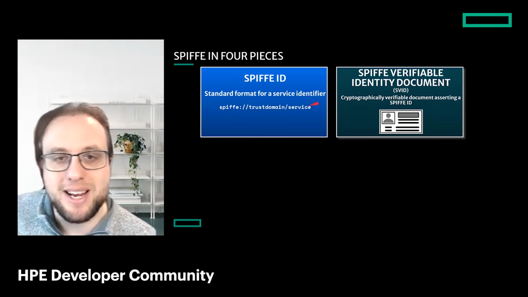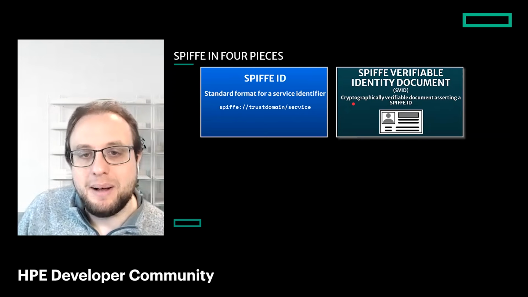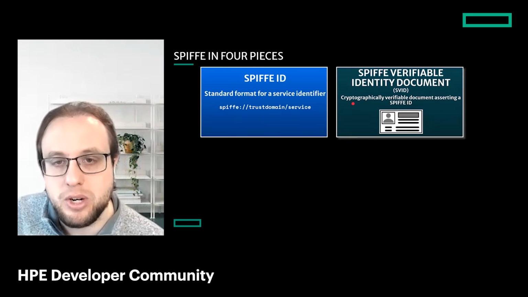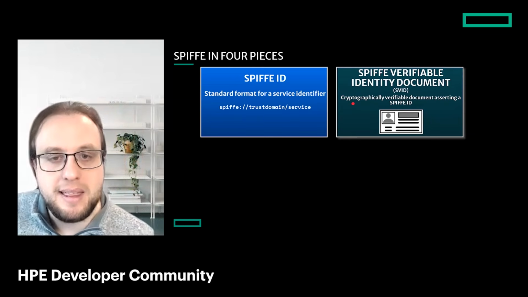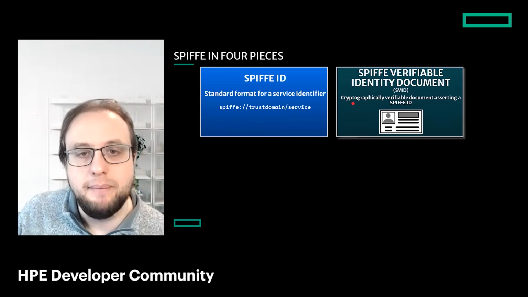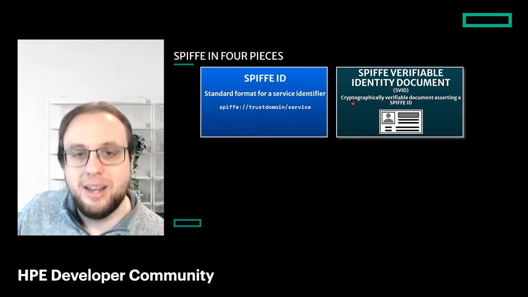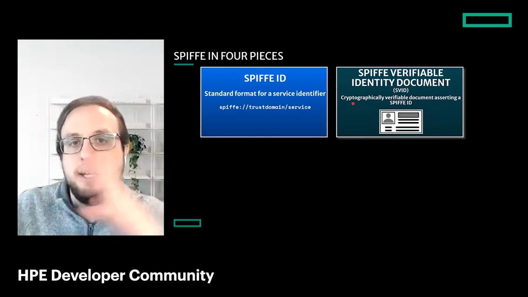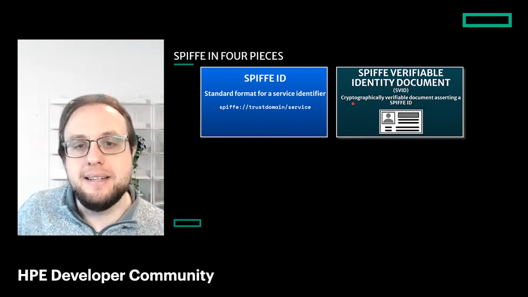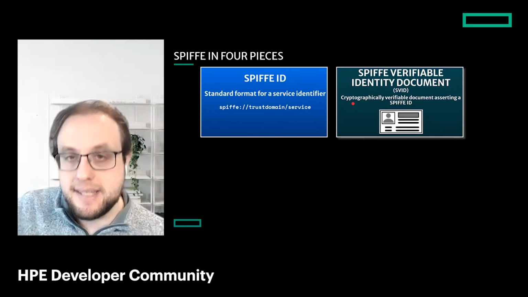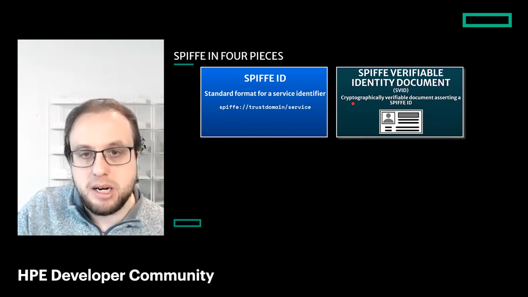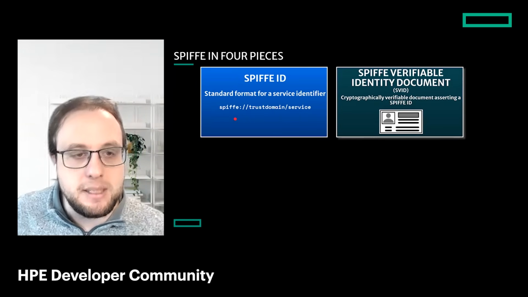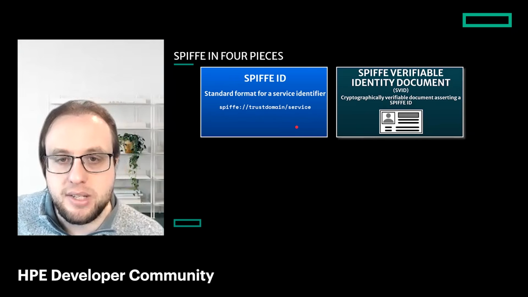Okay, now this is where it gets a little bit more complicated. The standard specifies a SPIFFE verifiable identity document, which is a cryptographically verifiable document that asserts a specific SPIFFE ID. So this is a lot of words. What this means is it's an X509 certificate or a JSON web token. It can be either one. And in either case, it's signed by the SPIFFE provider, and it indicates that this service has this SPIFFE ID. And again, a SPIFFE ID is just a simple text string like that.